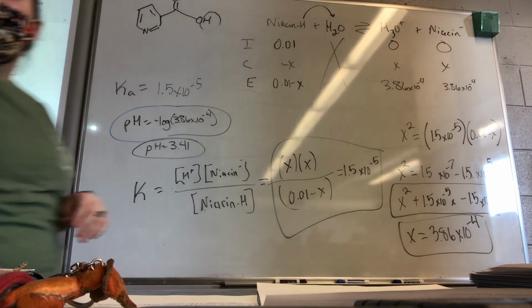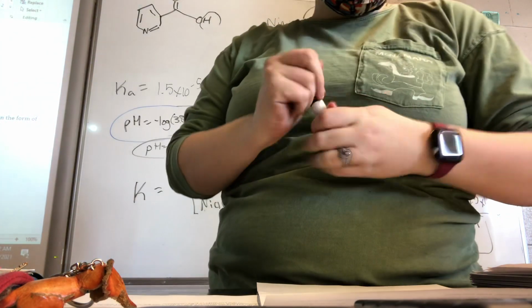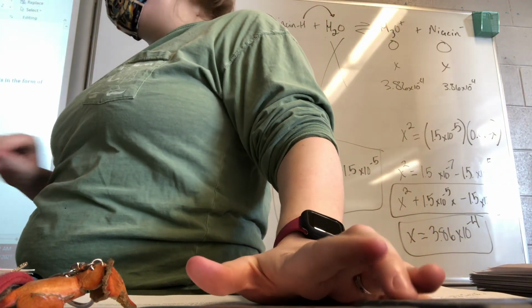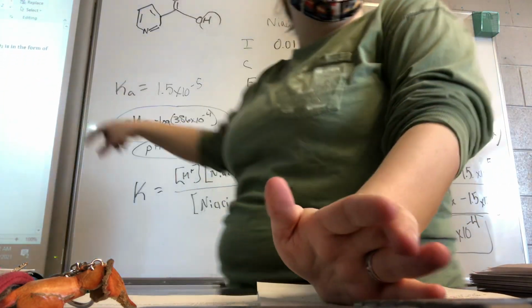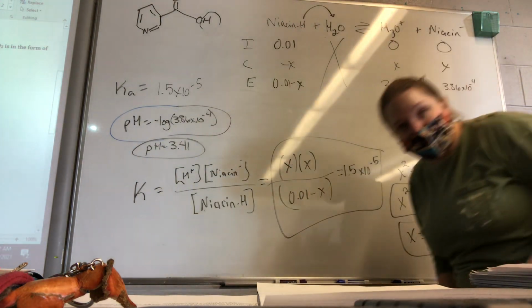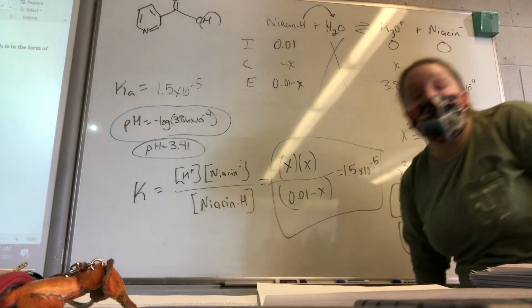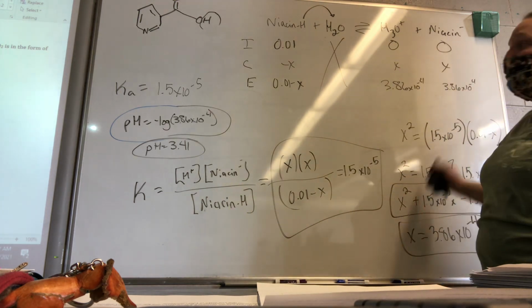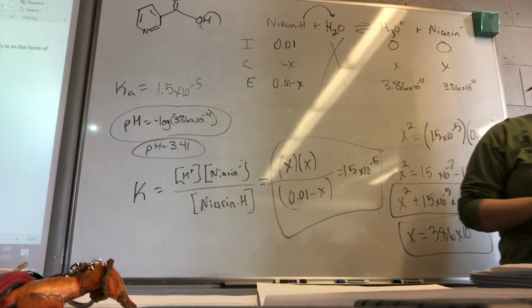Okay. Next up is going to be calculating the pH of something that's a polyprotic acid. And all we're going to do is remember what we said about our polyprotic acids. Do we care about the second Ka? No. We only care about Ka1 in a polyprotic acid. Can I erase?